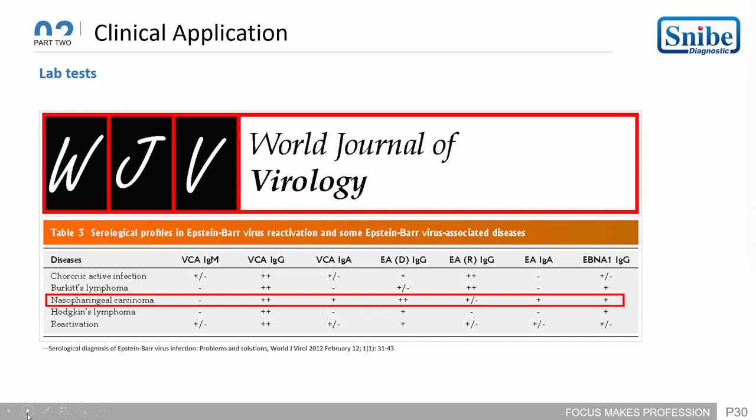If we talk about nasopharyngeal carcinoma, you can see here the VCA IgM will be negative, VCA IgG will be positive, VCA IgA will be positive, EA-D IgG will be positive, and EA-R IgG may be positive or negative, while EA IgA is positive and EBNA1 IgG is positive. So this is the typical EBV testing profile result for the diagnosis of nasopharyngeal carcinoma.